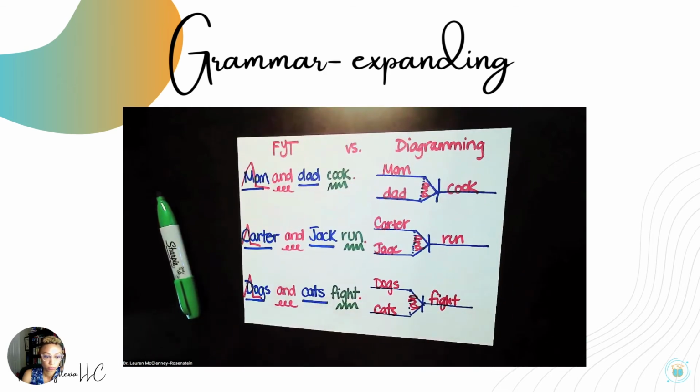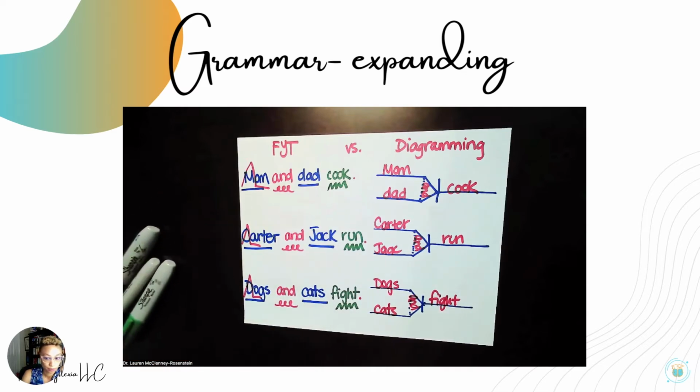Framing your thoughts to the left, diagramming sentences on the right. So remember, these are still pretty basic sentences. These are just 2 nouns and 1 verb. So I will show you now what 2 nouns and 2 verbs look like. I'm sure you probably can figure that out.